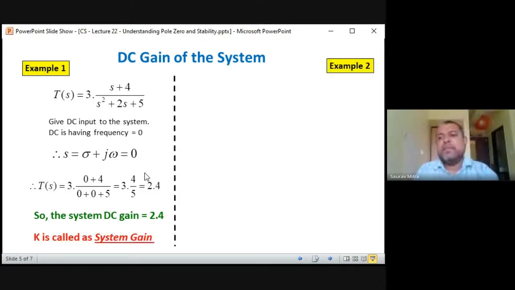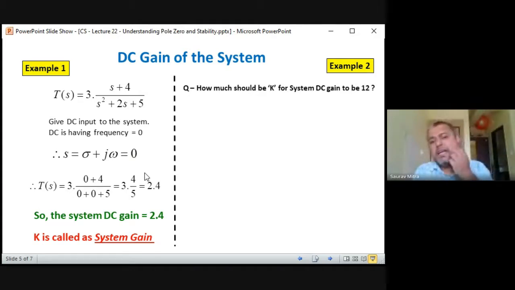Let us have another example. I will give you another transfer function and ask what should be the value of K if I want the DC gain to be 12. For the system requirement, let it be a low pass filter. Generally, a low pass filter has DC gain as a very important factor. So whenever I'm inputting frequency 0, I want the gain of the system to be 12.